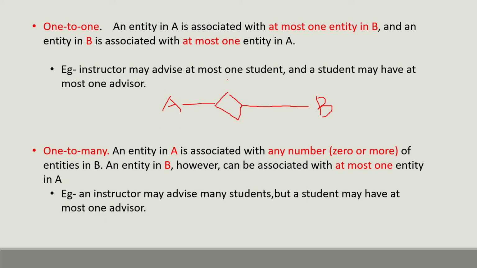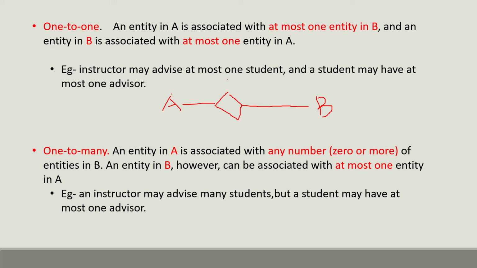If you take any one entity from A and any one entity from B, a one-to-one relationship means that any entity from entity set A is associated with exactly one entity in B. So any entity in A is associated with at most one entity in B. At most means maximum one; there may be no relationship or at most one relationship. That is the meaning of a one-to-one relationship.